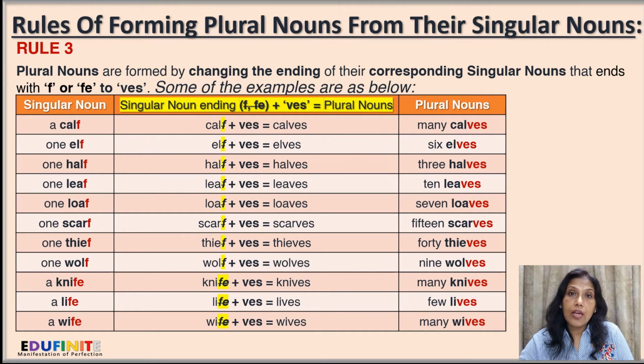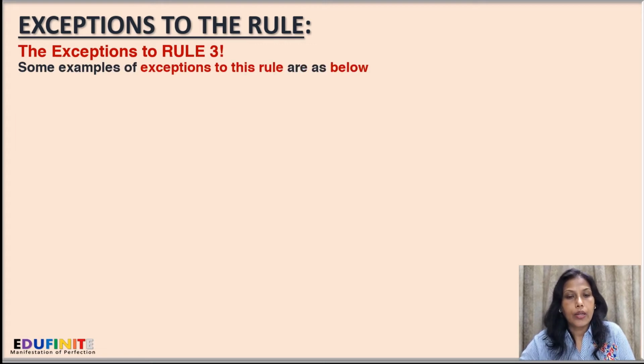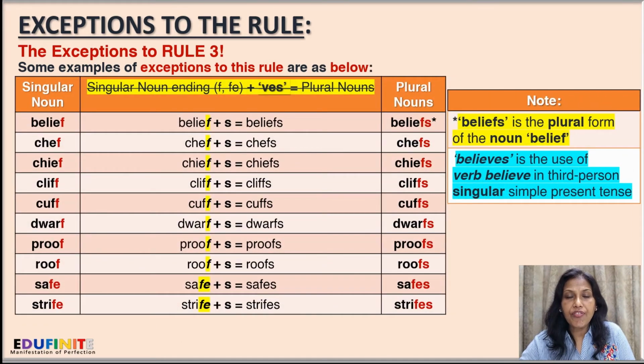Next, the exception to rule 3. Some of the exceptions to this rule are as below. Now, belief. Belief ends with F, but here we don't remove F and add VES to it to make it plural. Instead, keep that F and add an S to it to make it beliefs.